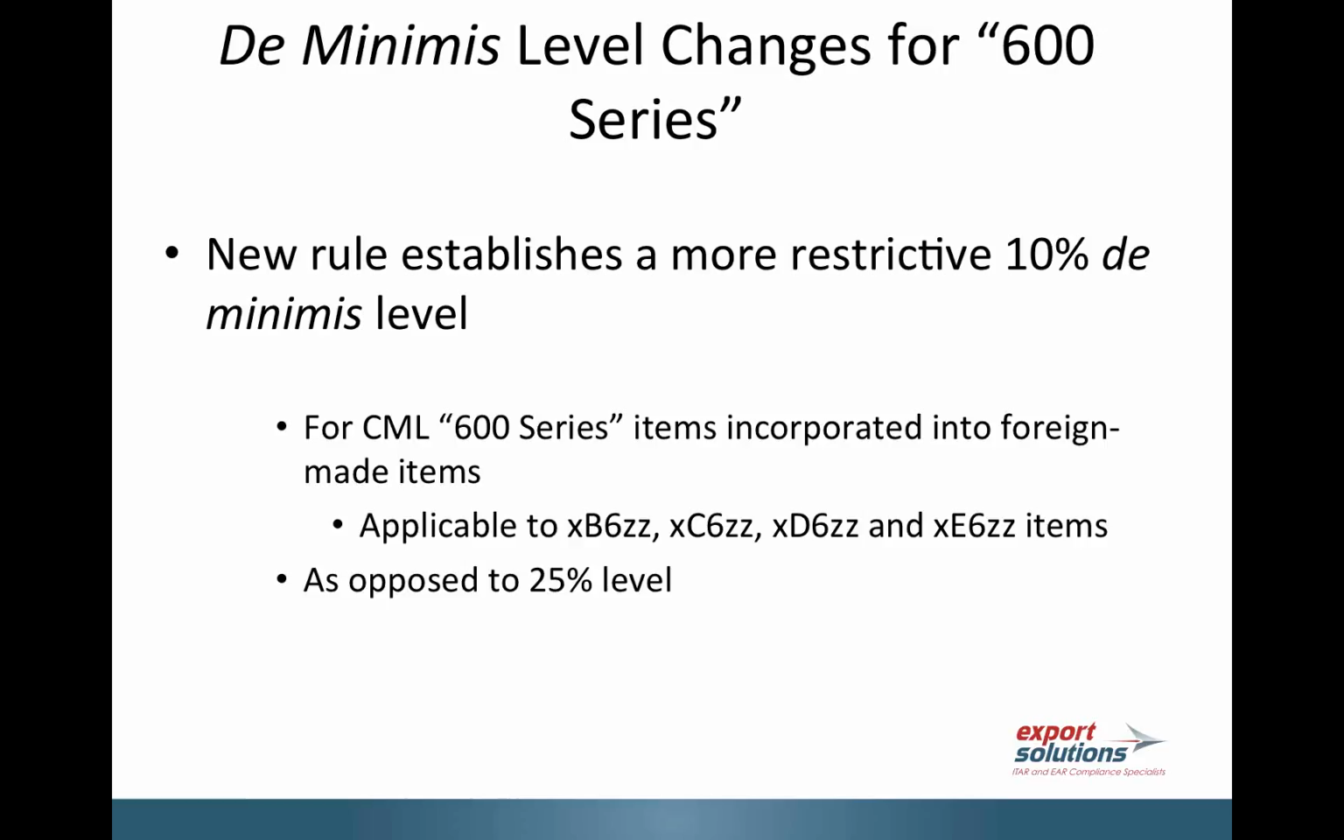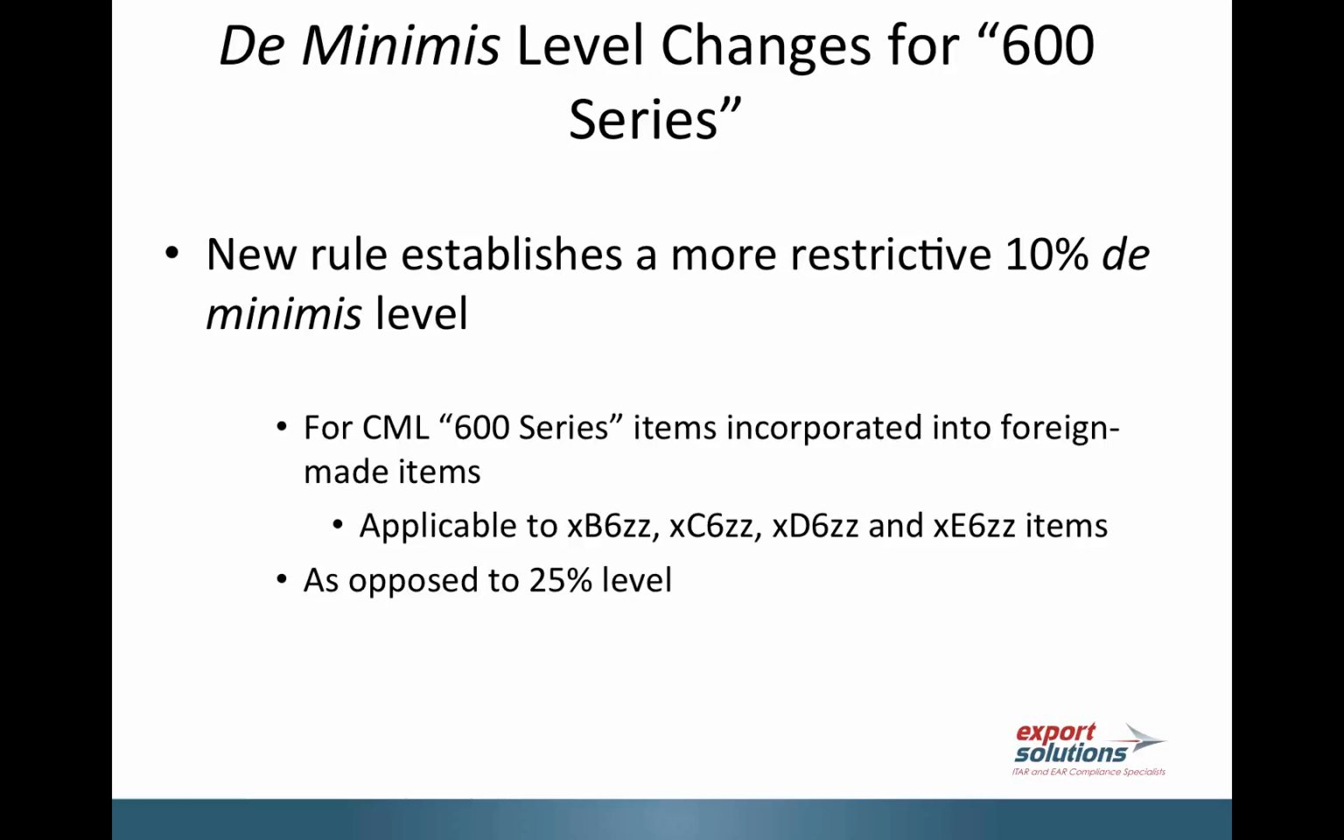There are some de minimis level changes for the 600 series. Tightened up, actually. The new rule establishes a more restrictive 10% de minimis level for commerce munitions with 600 series items incorporated into foreign-made items. It's applicable to the ECCNs you see there. The X is obviously a placeholder for numbers 0 through 9, but it'll be 10% de minimis rather than 25%. So yeah, a smaller amount of U.S. content will trigger controls. That's an important thing to know.